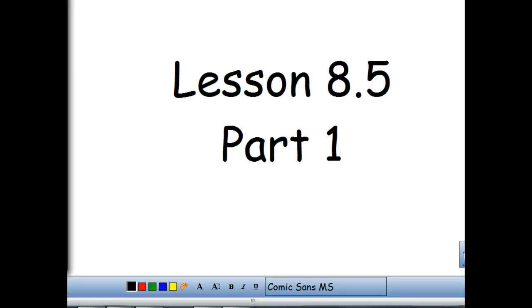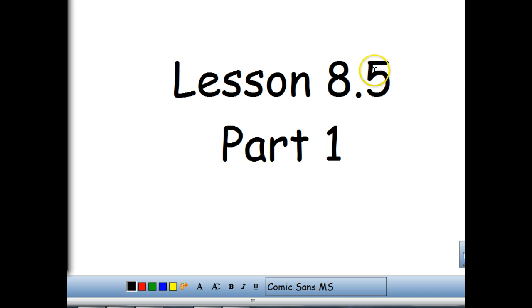Today we're going to be talking about lesson 8.5, and this is part 1 of it. If you read when you picked up your packet, it says "like and unlike, combining like terms." Our goals for today in this lesson are that you're going to develop models for algebraic terms, use models to combine like terms in algebraic expressions, and combine like terms in algebraic expressions.